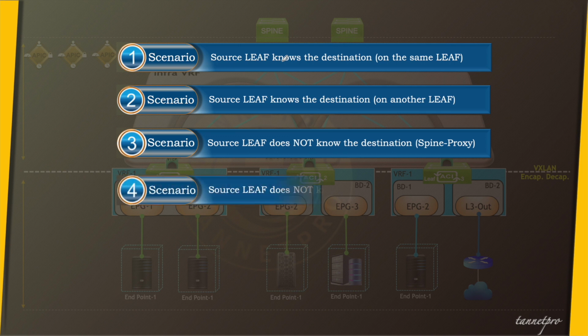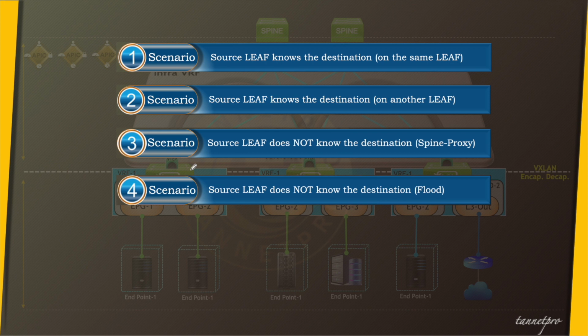And what about the fourth scenario? In the fourth scenario, the source leaf doesn't know where the destination is, so what does it do? It will flood. That could be the other scenario. With these four scenarios, you will understand each and every part.